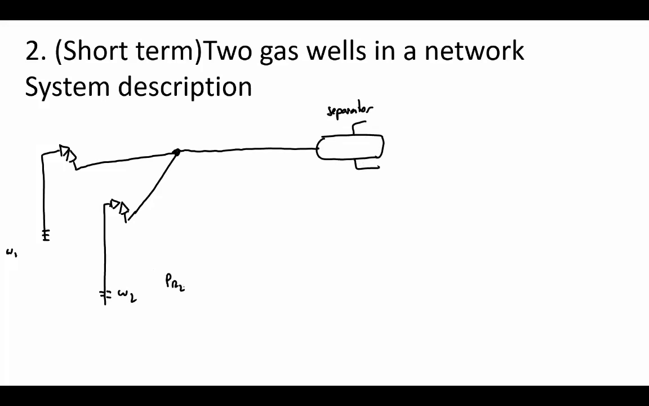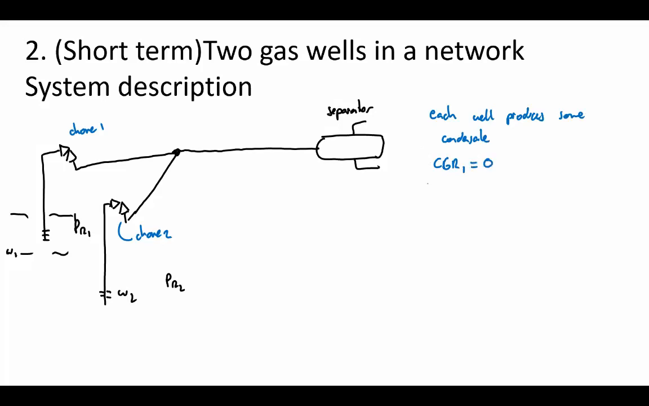And here I have PR2. I think they're producing from a different formation. PR1. Here I have choke 1 and choke 2. So that's my system, and here the main intention is that each well produces some condensate. So you have CGR of well 1, I think that's 0, and CGR of well 2, that is non-zero, but I don't remember exactly how much it is.